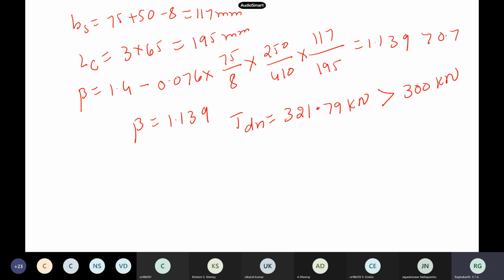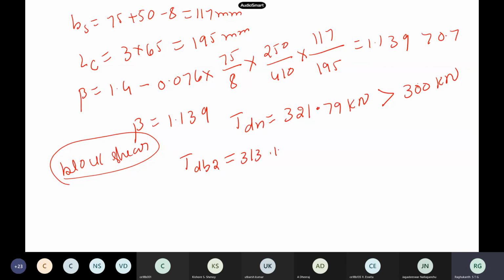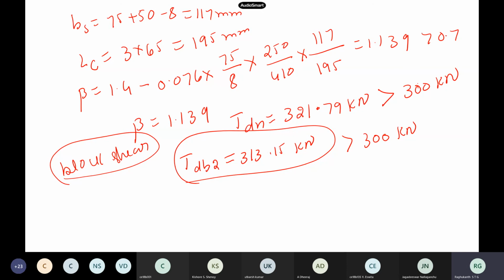Now you have to check for block shear. Block shear has to be done actually. So you people try the block shear and others also. It is available in Duggal's book also. You can try how to calculate the areas. So the block shear strength turns out to be 313.15 kilonewtons. This is of course more than 300 kilonewtons, which means our connection is safe itself.